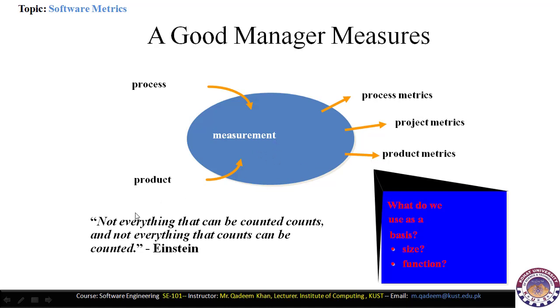Einstein says that not everything that can be counted counts, and not everything that counts can be counted. This is the proverb of Albert Einstein, that everything that we see around us can be counted, and not everything that counts can be counted. So that is a good proverb of Albert Einstein.